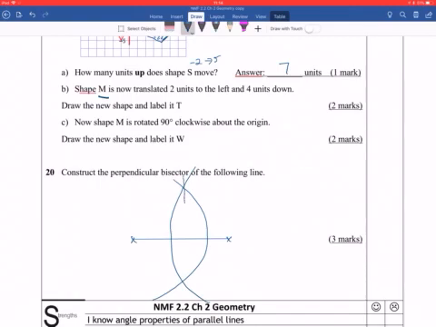With my ruler, I then join those two together and we should find that that is perpendicular, which is 90 degrees, and it's exactly in half. And there you have it.